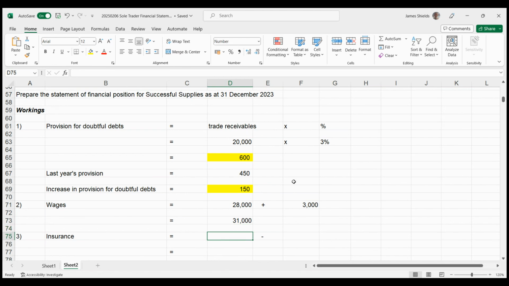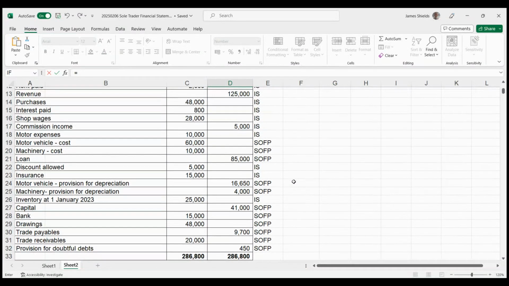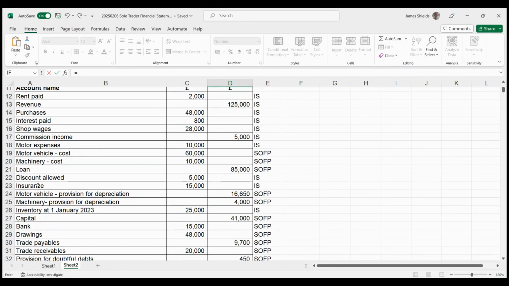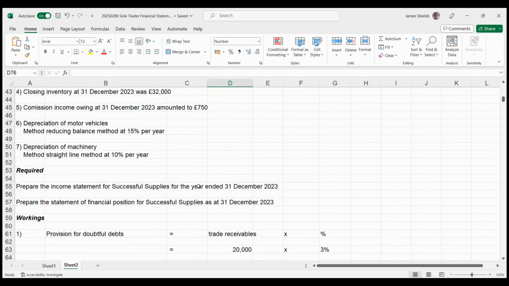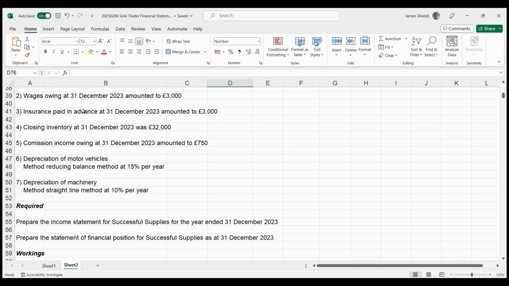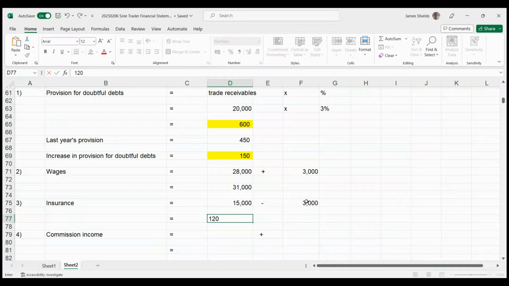Insurance now. Again, go to the figure in your trial balance. Here we go. It's £15,000. In note number 3, it was paid in advance, and the amount amounted to £3,000. So we're going to deduct £3,000 from that. Then the figure on the income statement will be the difference, which is our £12,000. So I'll highlight that, plus the £31,000 for wages. We're going to use them in a moment.